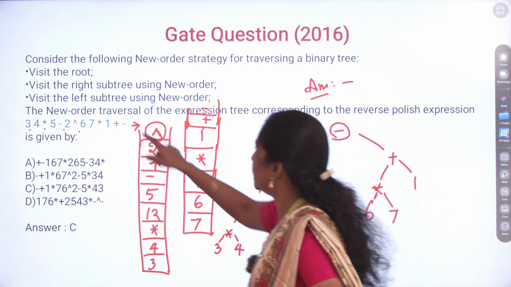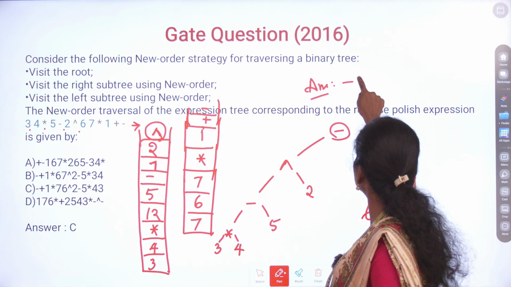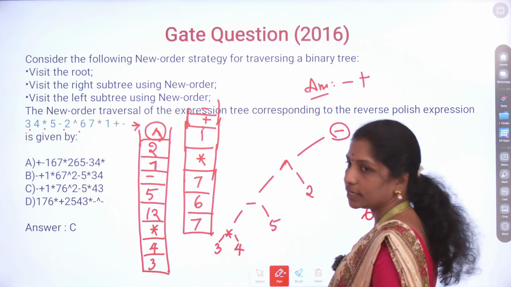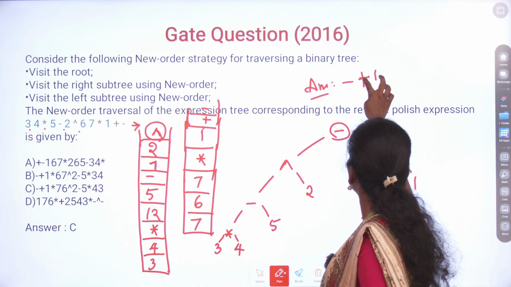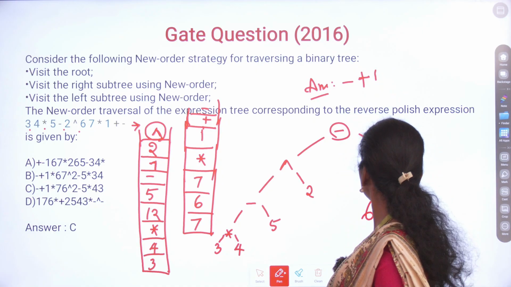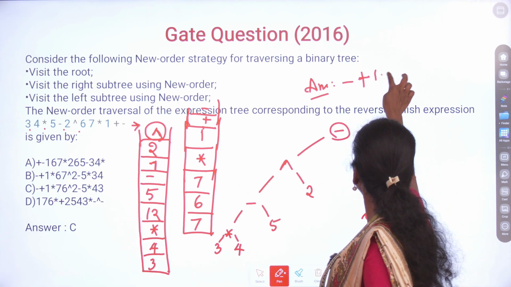After minus, it has to visit the right subtree. So this is the right subtree. So the right subtree is plus. Okay, in the right subtree again you have a child. So that also you have to make a note. So all the right subtree has been over. Now it comes to the left hand side. On the left hand side star is there.